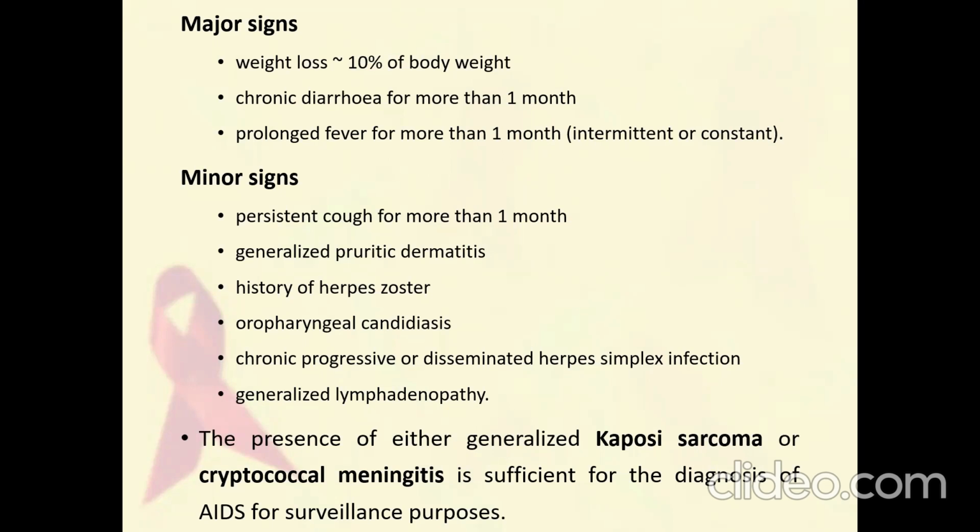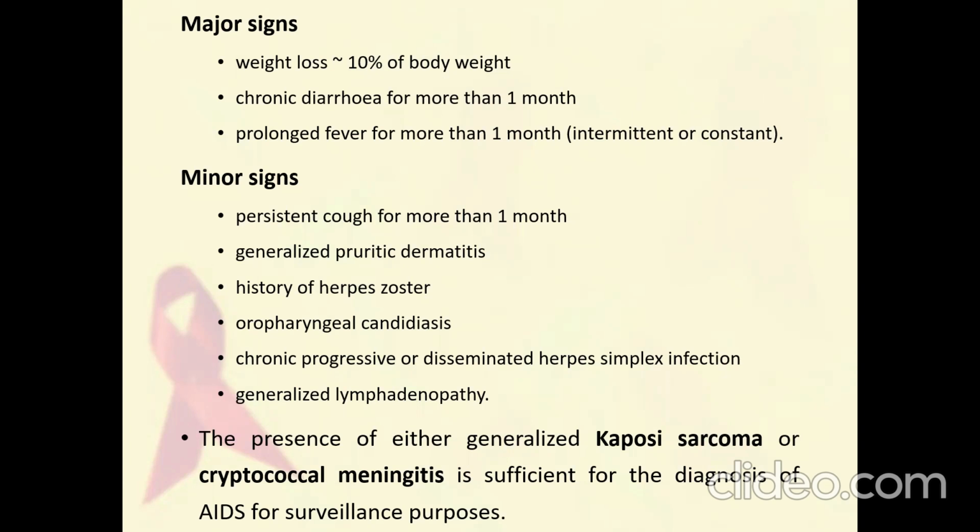Then minor signs. Minor signs are persistent cough for more than 1 month, generalized pruritic dermatitis, history of herpes zoster, oropharyngeal candidiasis, chronic progressive or disseminated herpes simplex infection, generalized lymphadenopathy. So these are minor signs.